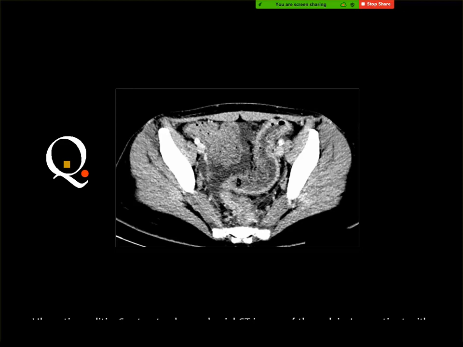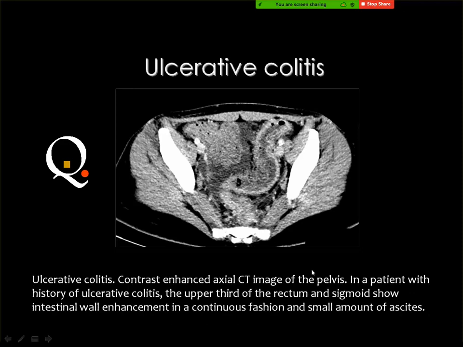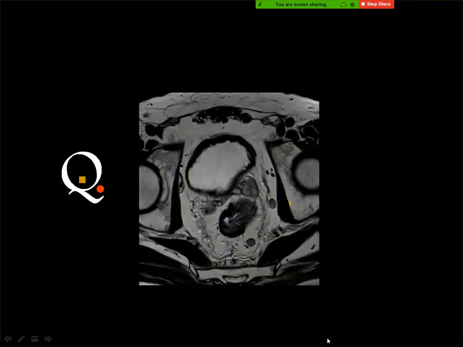Ulcerative colitis. Yes, this is a straightforward case of ulcerative colitis where you got marked thickening of the rectosigmoid and enhancement of the wall with a narrowing of the lumen and the loss of the haustra. All these features are characteristic of ulcerative colitis.